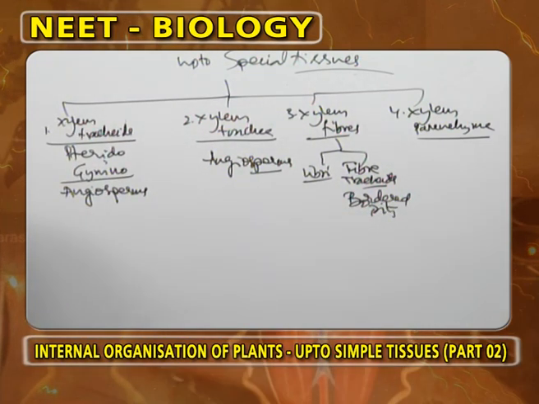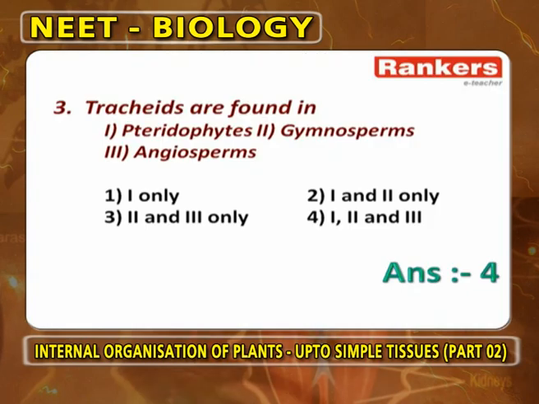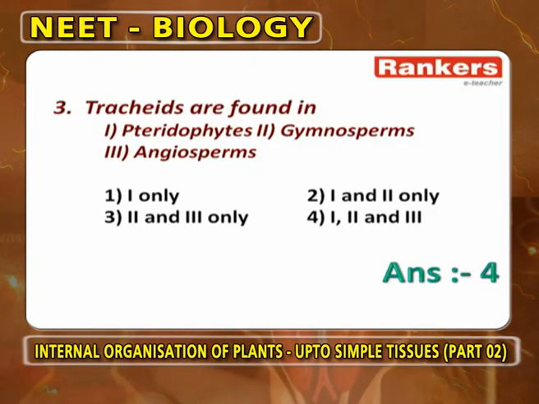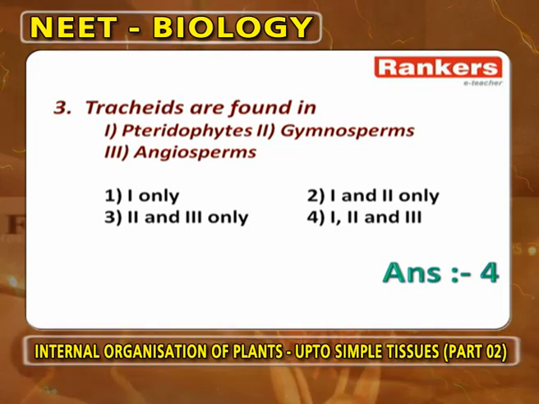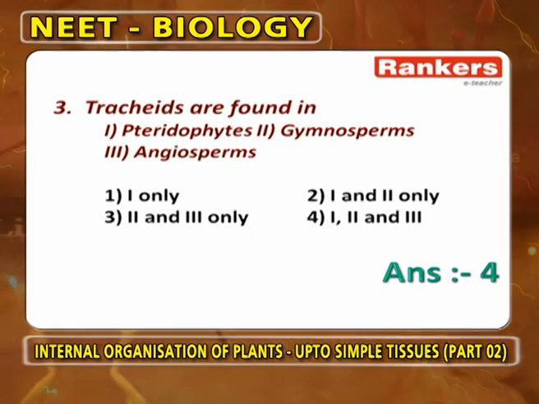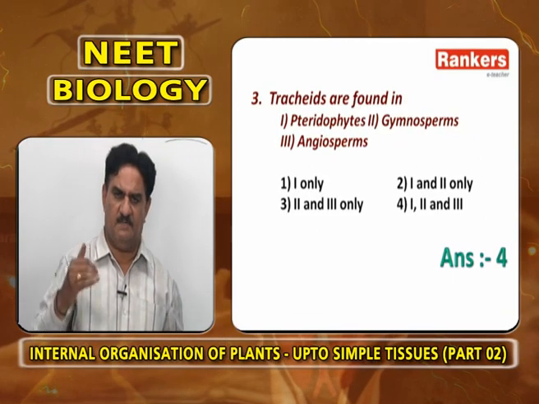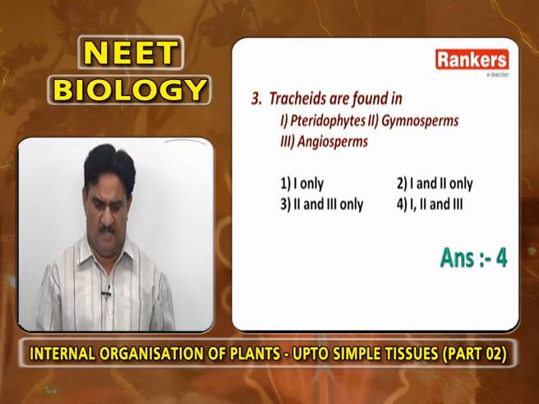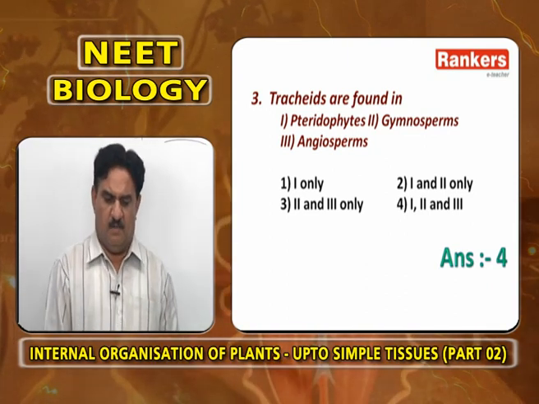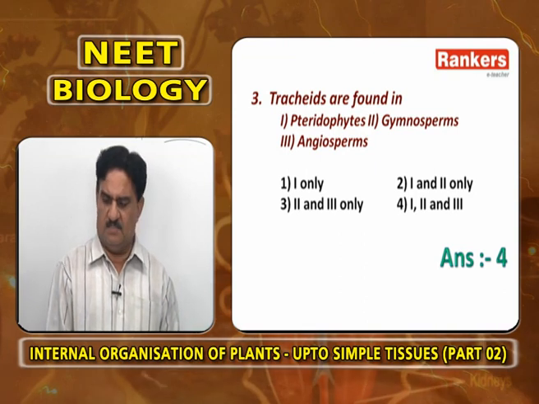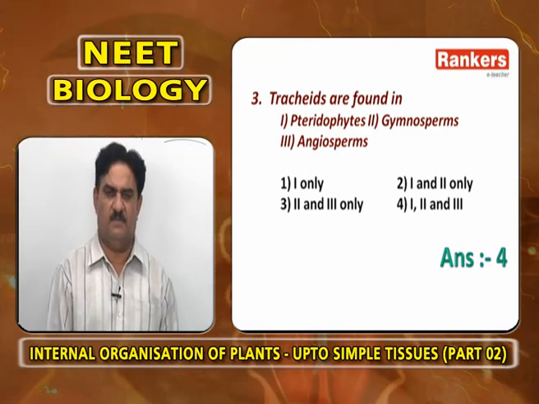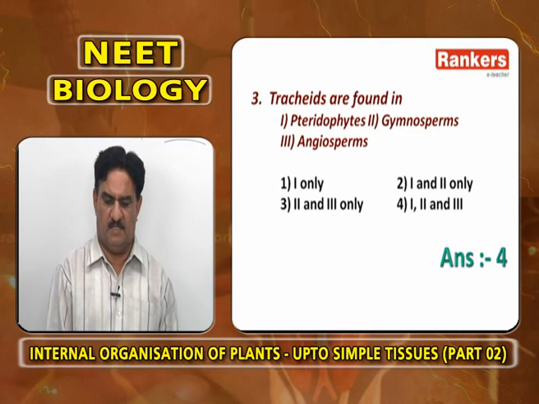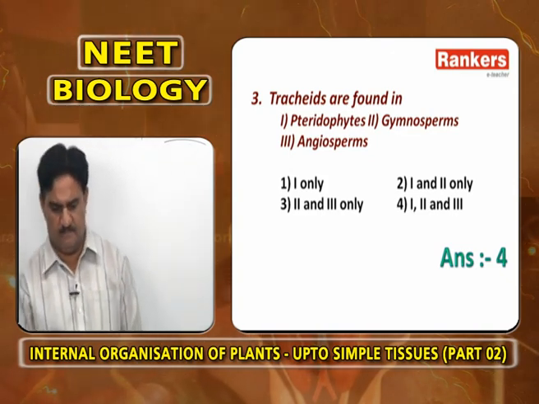So, now the question is: xylem tracheids are found in? Xylem tracheids are the primitive type of xylem found in lower groups of plants like pteridophytes and gymnosperms. They are also found in angiosperms but associated with xylem vessels. The number of xylem vessels will be more and the number of xylem tracheids will be less. So, xylem tracheids are found in pteridophytes, gymnosperms and angiosperms. Answer is 4: 1, 2, 3.